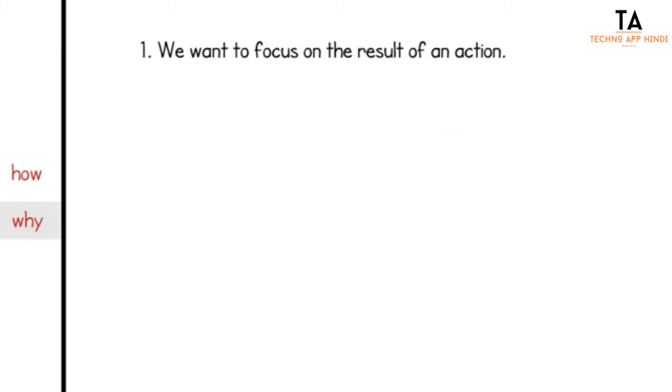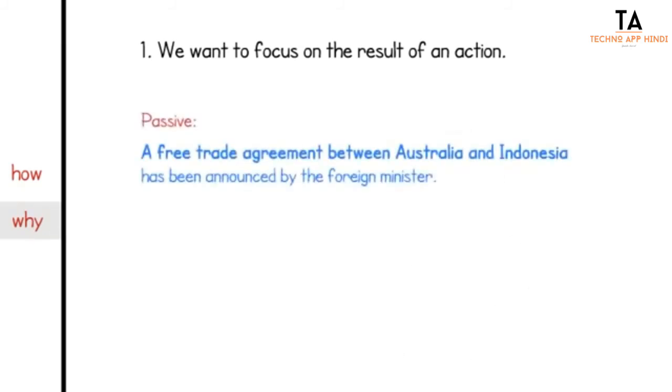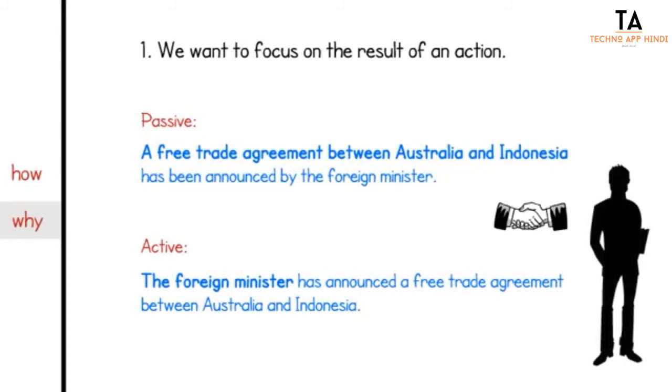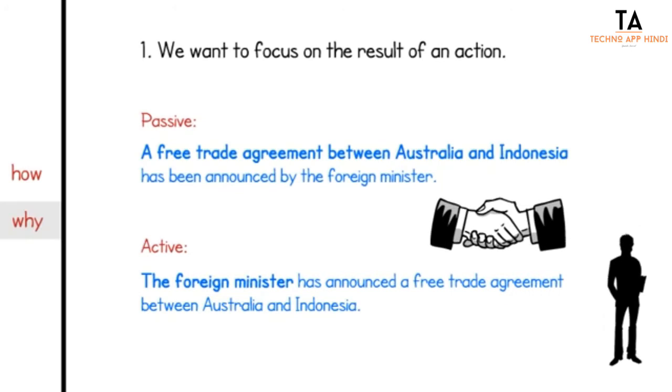For example, we might say, a free trade agreement between Australia and Indonesia has been announced by the Foreign Minister, rather than the Foreign Minister has announced a free trade agreement between Australia and Indonesia, because we're more interested in the free trade agreement than the Foreign Minister.